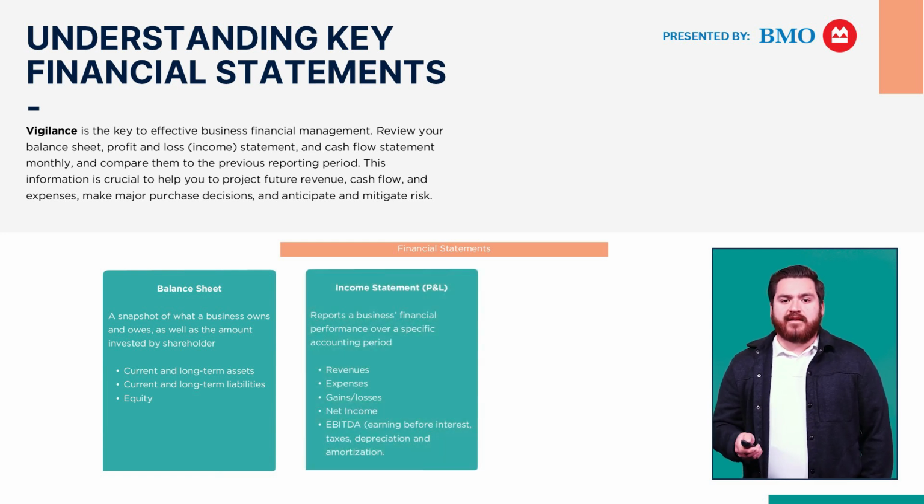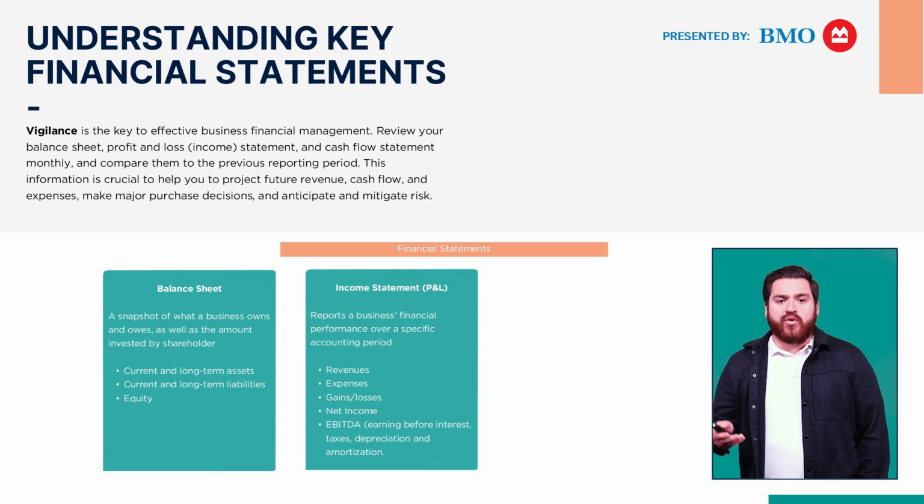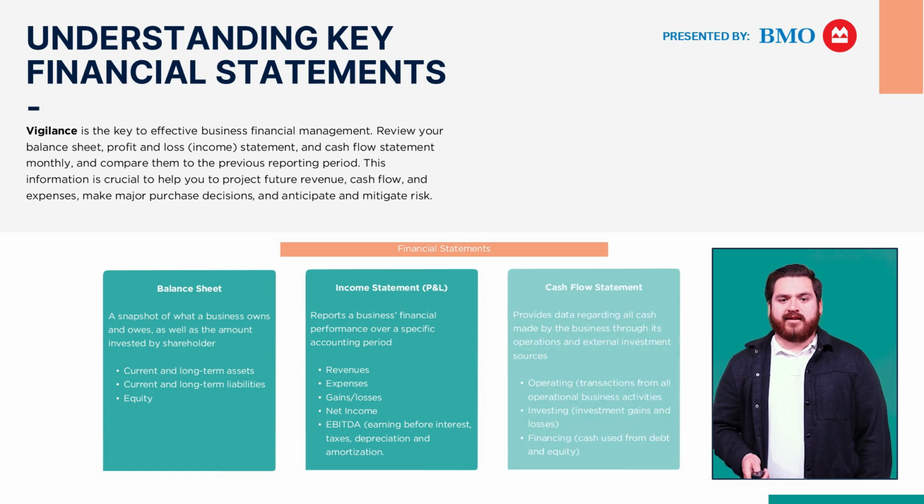Secondly is the income statement, also referred to as the profit and loss statement. This document reports a business's financial performance over a specific period of time. The report shows your business revenue, expenses, gains and losses, as well as your net income.